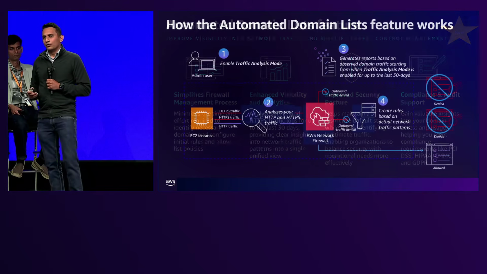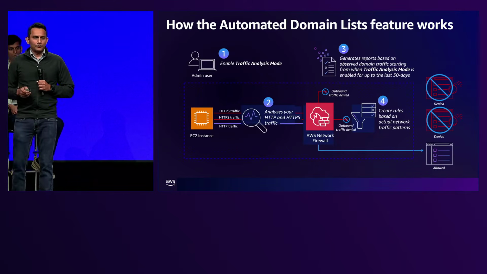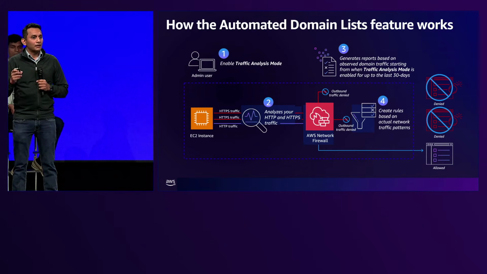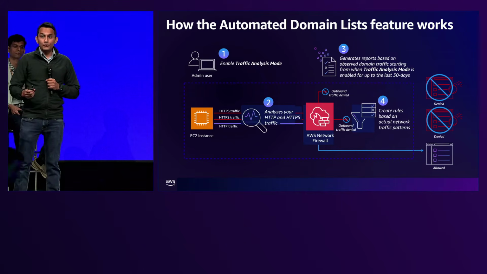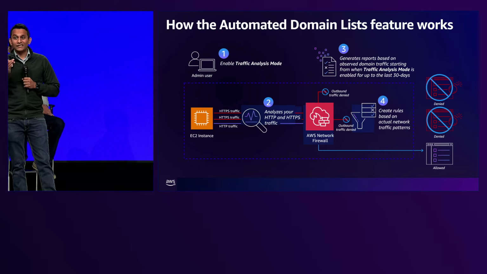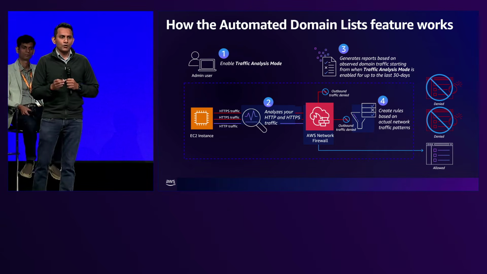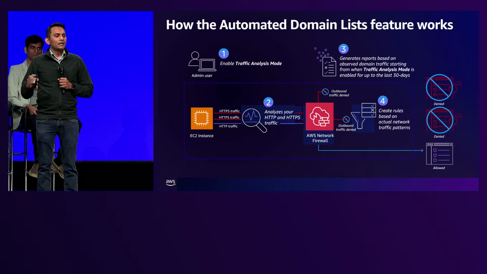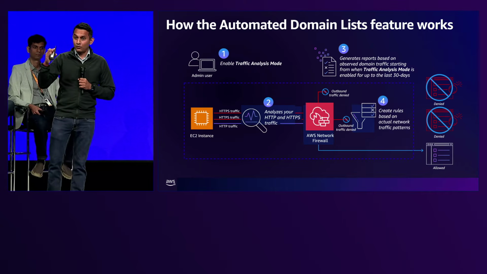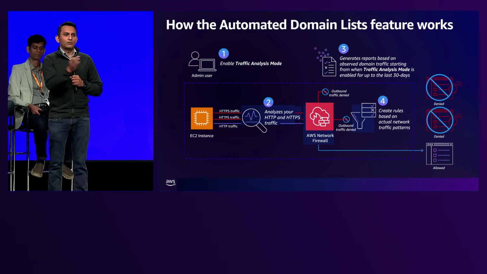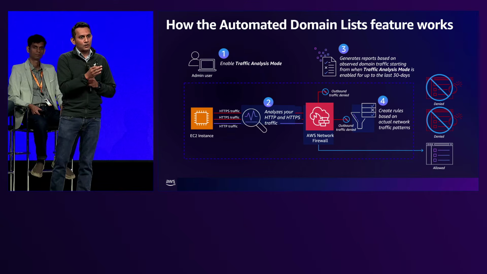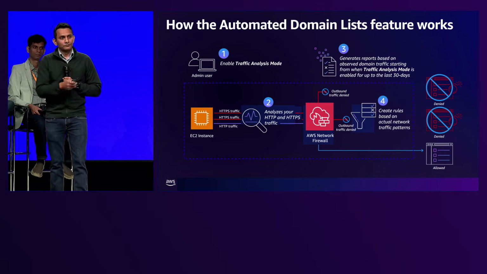All you have to do is enable the traffic analysis mode on Network Firewall. So this is just a one-click checkbox. And when you do that, Network Firewall will start monitoring all HTTP and HTTPS traffic that is going through that firewall endpoint and generate a report of all the domains that were accessed by your workloads for the last 30 days.